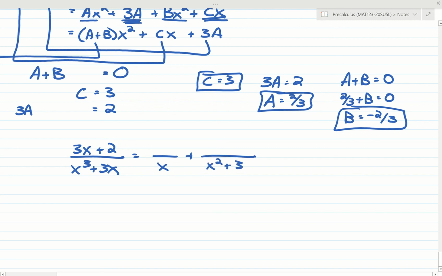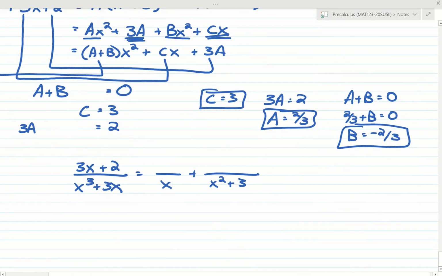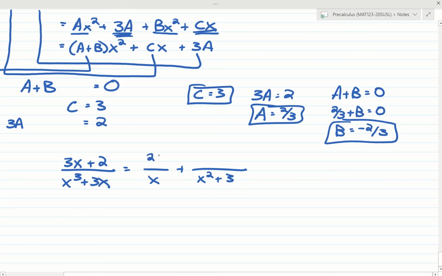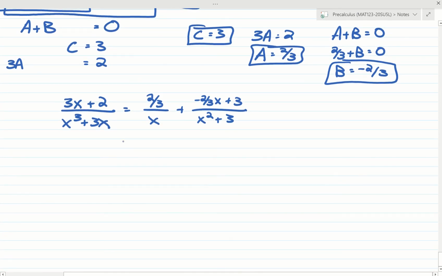I think this is how we broke it down. Let me just check the notes. X times x squared plus 3. Yep. And we said a was 2/3. So we'll have to straighten that out. We know that b is negative 2/3. And c was 3. Okay, so now let's write our proper fractions.